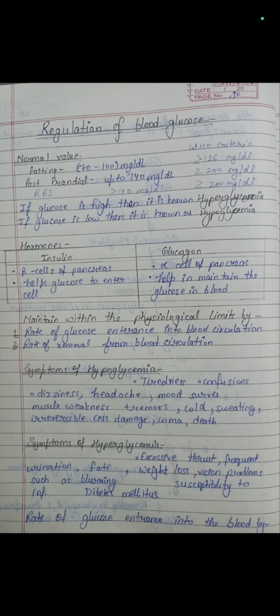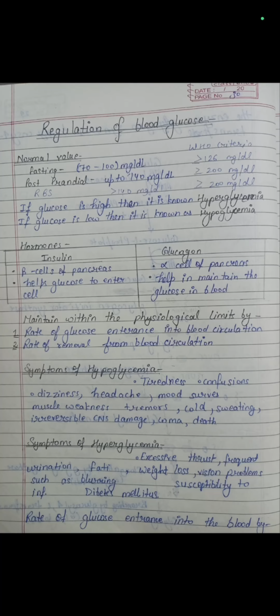Then we will discuss the postprandial value of blood glucose, and it is up to 140 milligram per deciliter, but according to WHO criteria it is more than or equal to 200 milligram per deciliter. Then random blood glucose is also above 140 milligram per deciliter, but according to WHO criteria, this glucose level is more than 200 milligram per deciliter.